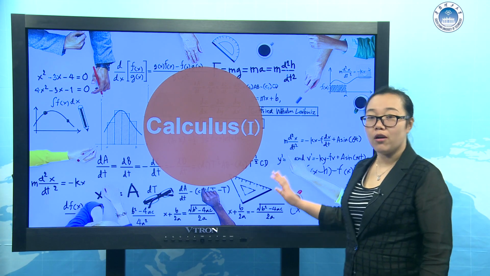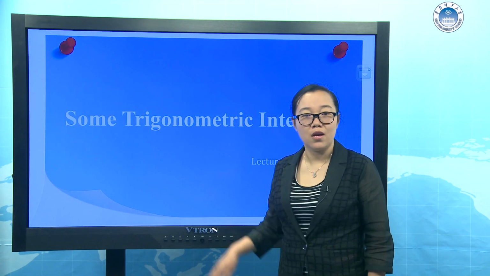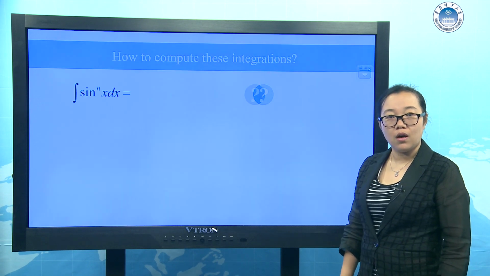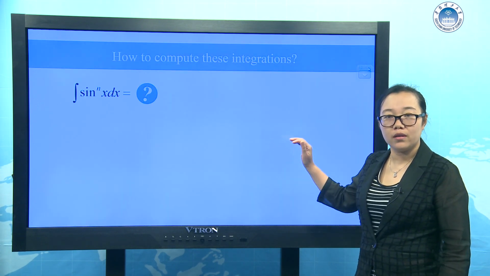Today we study Calculus 1. The topic is some trigonometric integrals. How to compute the following integrations.